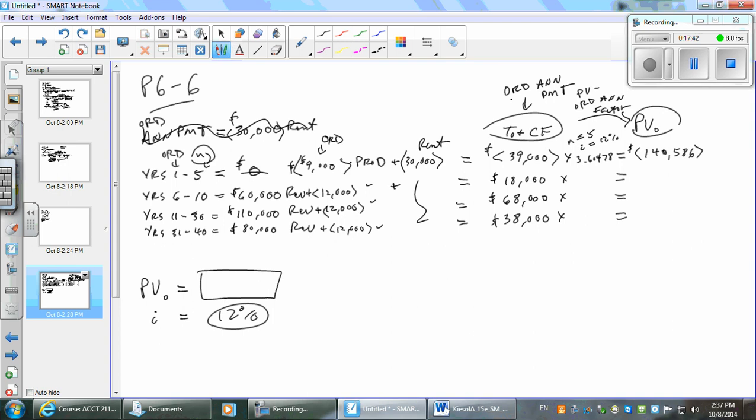What's that factor? It's a lot less. It's 5 for 10 years. It's 5.65022. And for 5 years was 3.60478, right? And you take the difference between the two, which is 2.04544, and that's just fine. Okay? Then multiply that times the 18,000, and what do you get? 36,880.